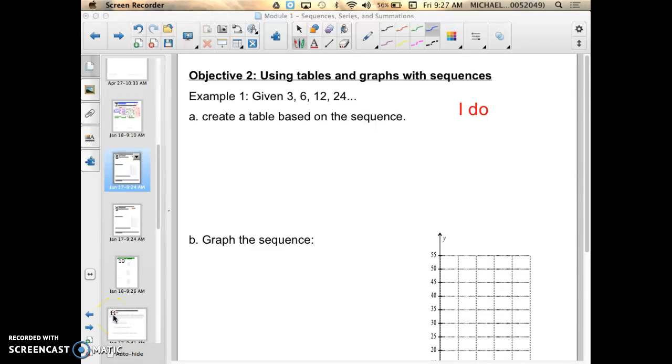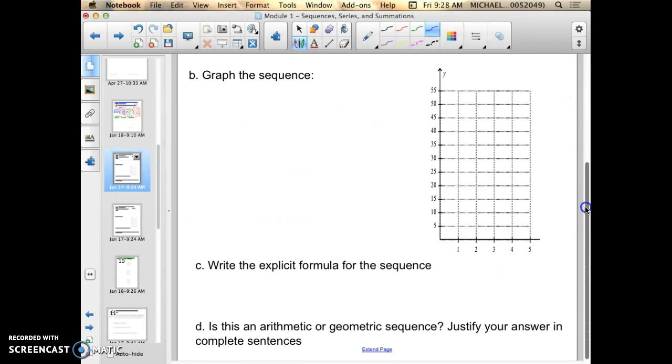Topic 2 is using tables and graphs with sequences, and more specifically, can you tell me if it's arithmetic or geometric based off of a graph? By the end of this objective, you should be able to A, know how to graph sequences, and B, know how to determine whether it's arithmetic or geometric based off of the picture of the graph.